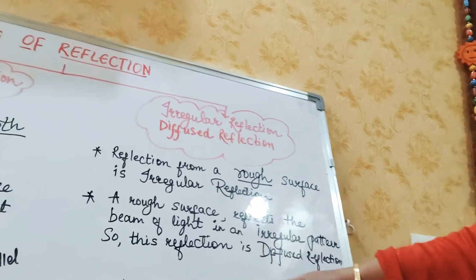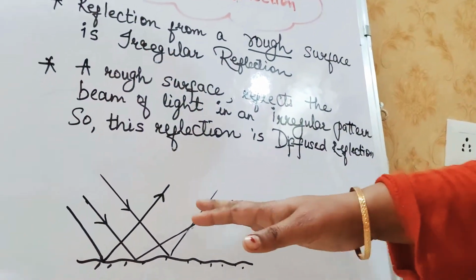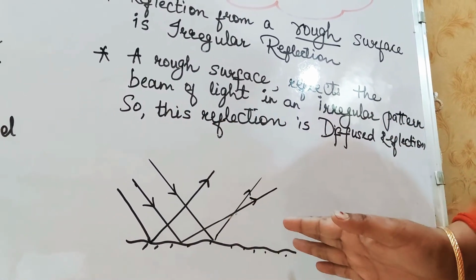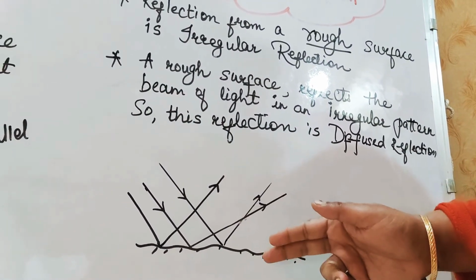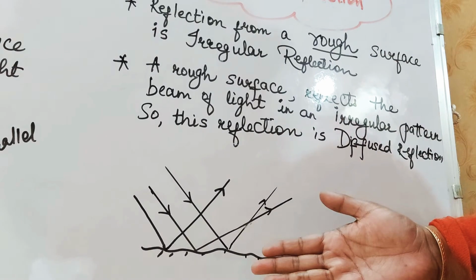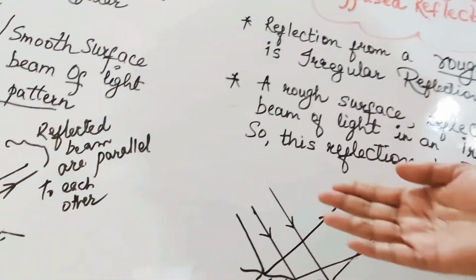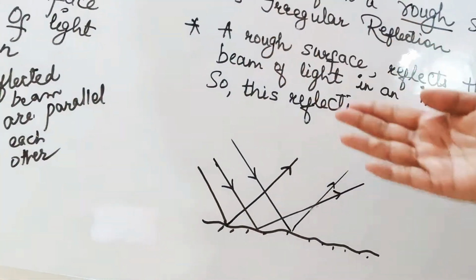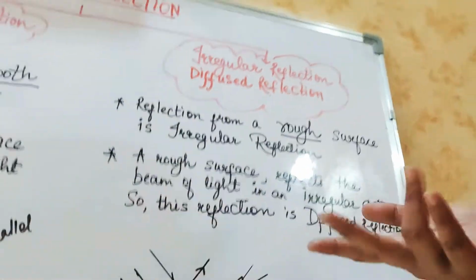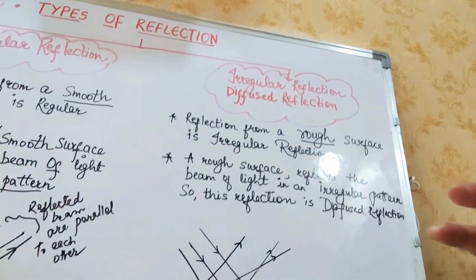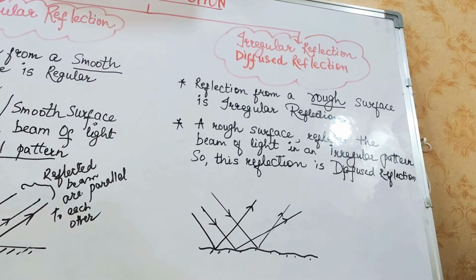That means the light rays don't follow a pattern. They are spread in different directions. They are crossing each other. They are not parallel to each other. One single word: parallel, not parallel. The parallel beam of rays, they are not parallel to each other. So this is the two-point difference, and this completes your types of reflection.